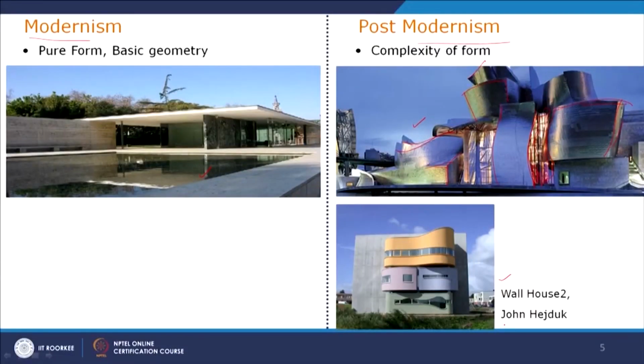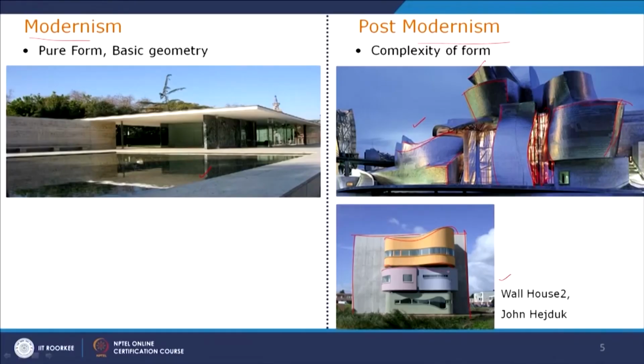This is Wall House 2 by John Hejduk. John Hejduk designed many wall houses, and this is number 2 of the wall houses. Here also we see the complexity of the form. One thing is just a pure rectangle that is acting as a backdrop, and then in the foreground there are different curvilinear forms going like that, and then there are strip windows, and different kinds of windows. There's a straight line in the window, there are punctuations in the window, and then there's a window which is changing in this horizontal direction.